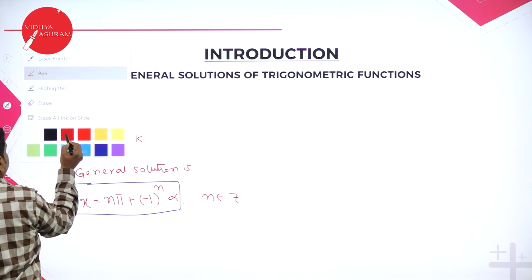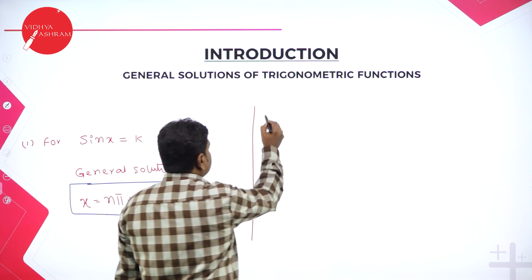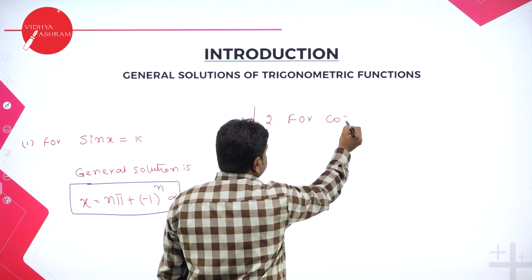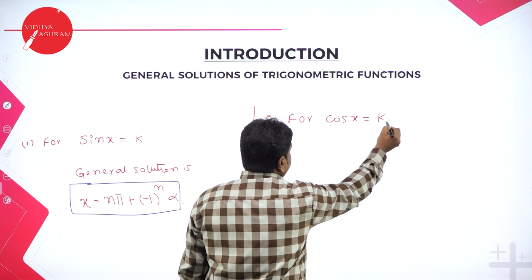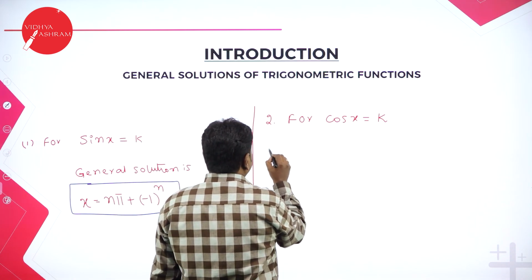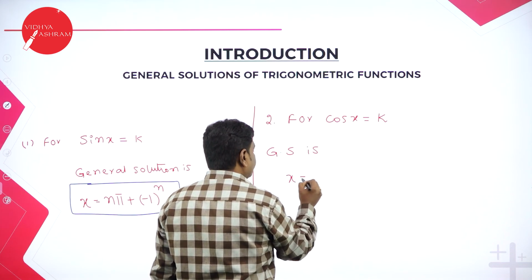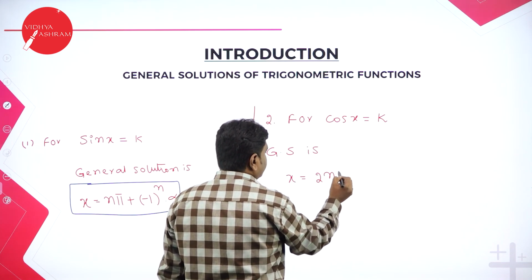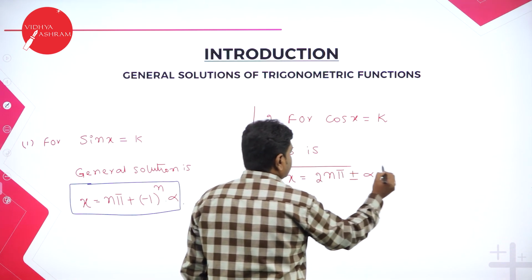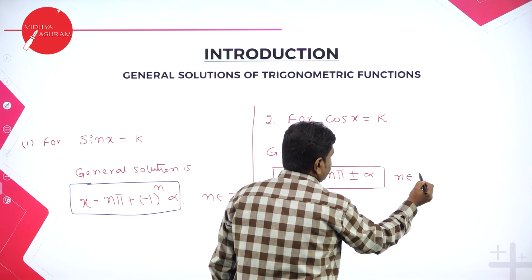This is the general solution. And the second one is cos theta is equal to k. If the equation is in the form cos x is equal to k, then the general solution is x is equal to 2n pi plus or minus alpha, again where n belongs to integer.